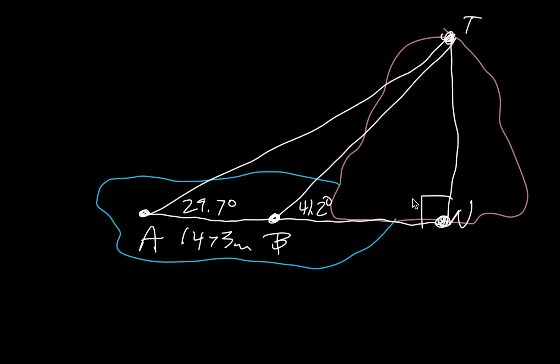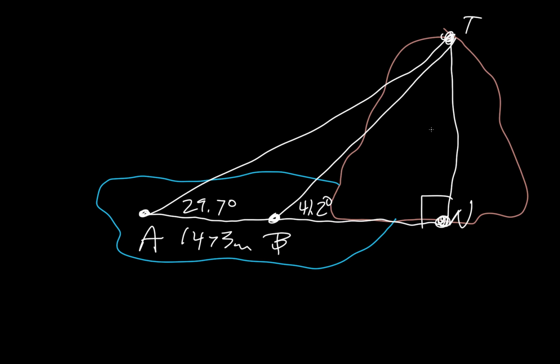I have the diagram drawn for example 7, and I'm just going to read it real quick. The angles of elevation to the top of the mountain are measured from two beacons A and B at C. The measurements are shown on the diagram. If the beacons are 1,473 meters apart, how high is the mountain?